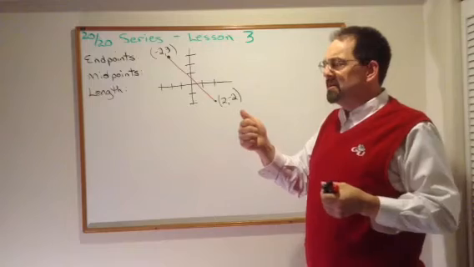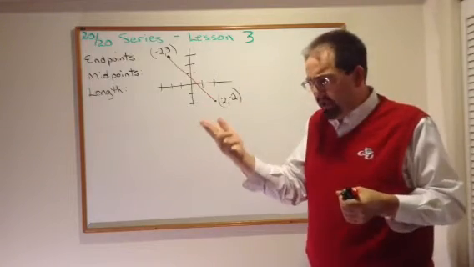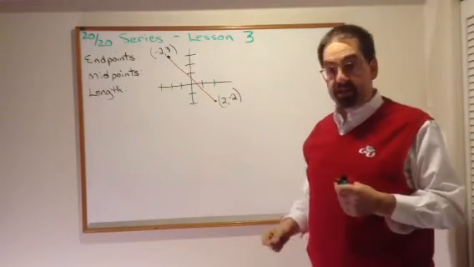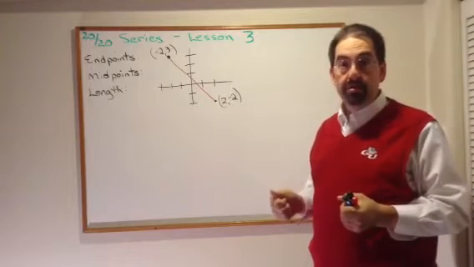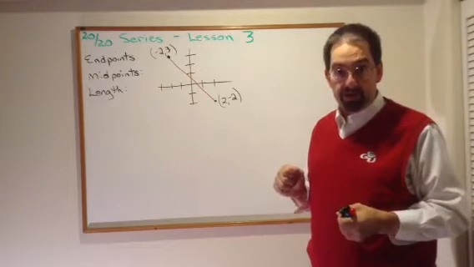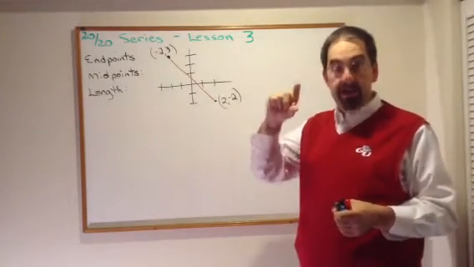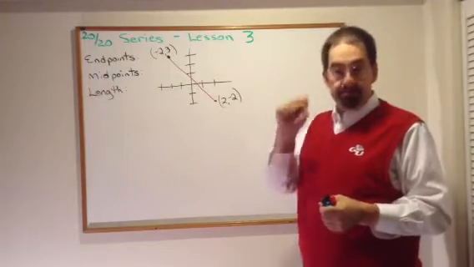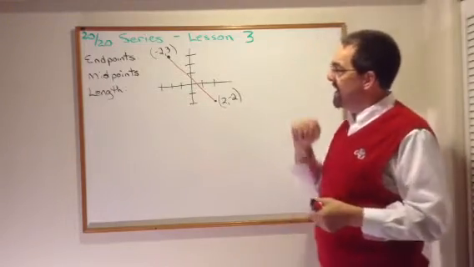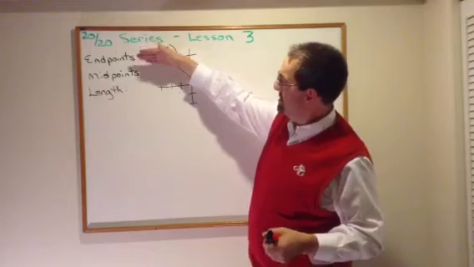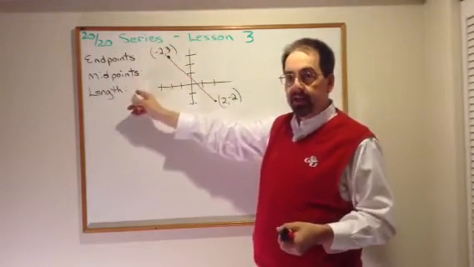So we had rays, segments, and lines in lesson 1. Lesson 2, complementary angles, supplementary angles. Complements are 90, supplements are 180. Today, endpoints, midpoints, and length.